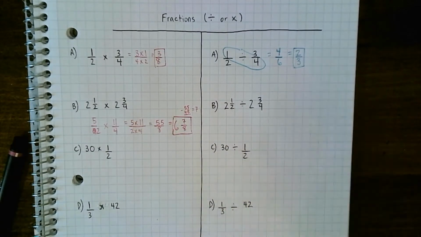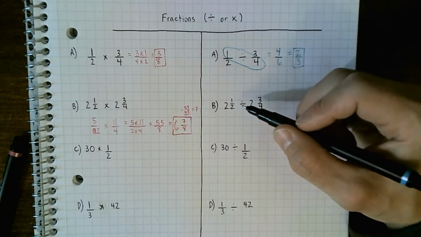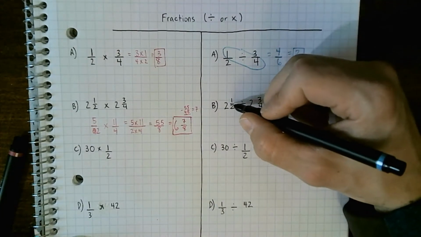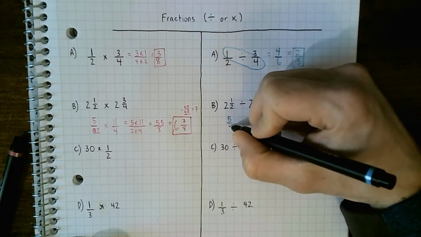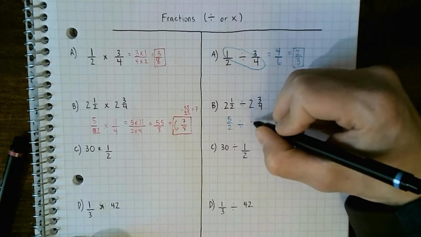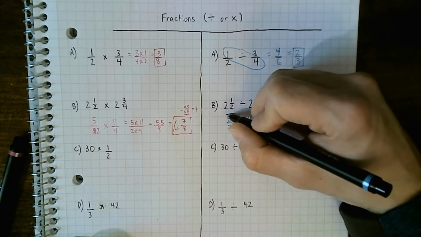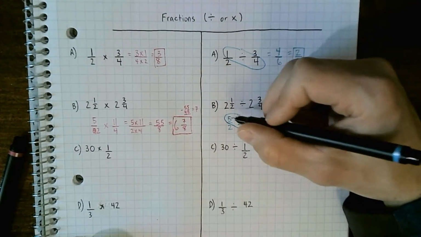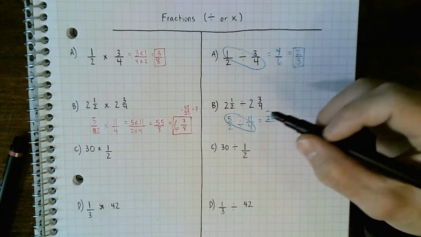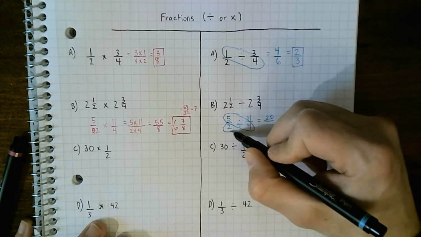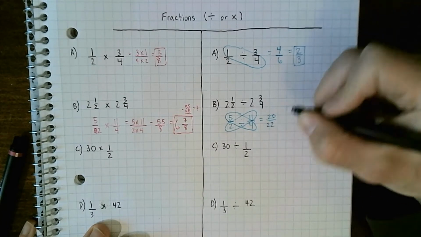Okay? Here the same rule applies when we're dividing fractions. We have to convert to improper fractions. So we know what our improper fractions are going to be: 5/2 and 11/4. Now I'm ready for my butterfly method. These two numbers, 5 and 4, multiply together to get 20, and that's my numerator for my quotient. And these two numbers multiply together to get 22, and that's my denominator for my quotient.